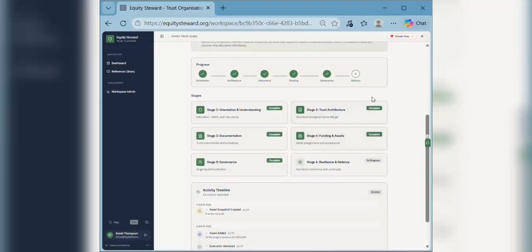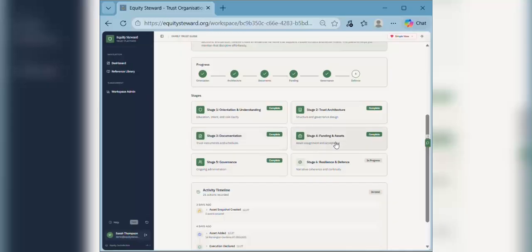The six-stage structure. To make this administration manageable, the platform organizes trust activity into six stages. Each stage reflects a different aspect of the trust's life cycle. Stage 1 is orientation and understanding. This focuses on intent, suitability, roles, and foundational clarity. Stage 2 is trust architecture. Here, the structural design of the trust is defined, documented, and then locked. Stage 3 is documentation assembly. This stage deals with the trust's instruments, schedules, and supporting documentation. It also includes document quality checks and verification references that help ensure structural coherence, not for advice, but for coherence.